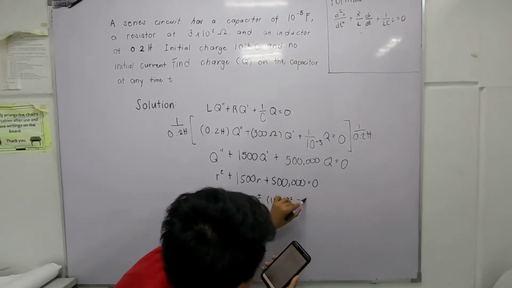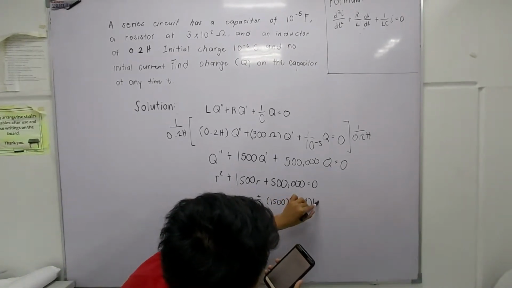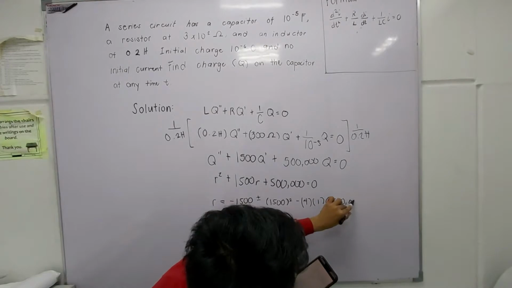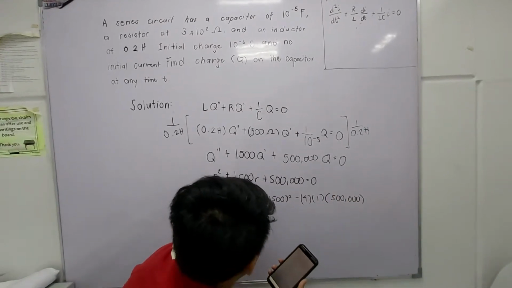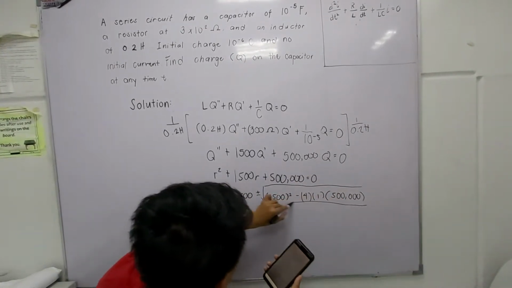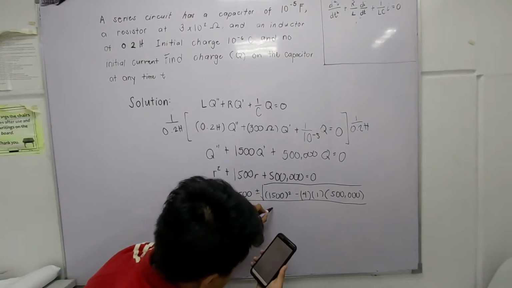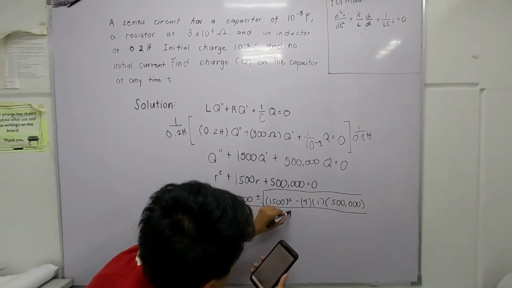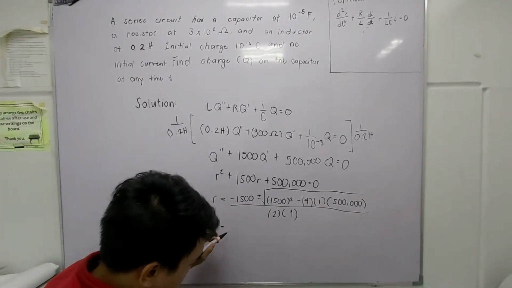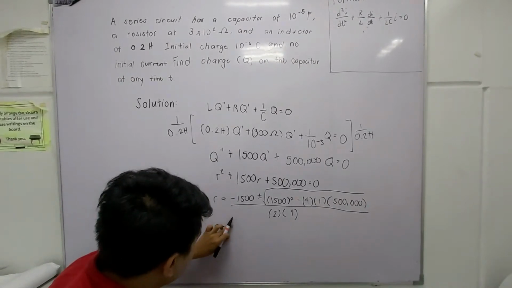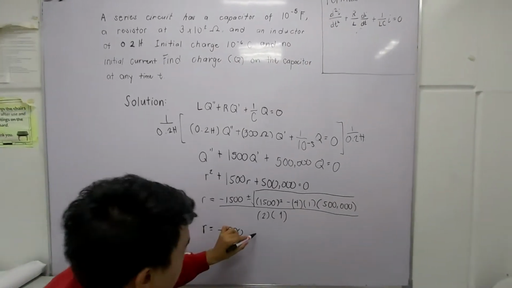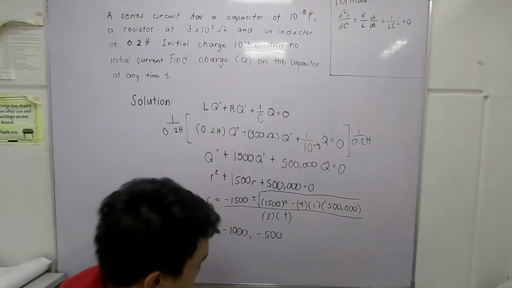Minus 4 times 1,500,000. The roots are negative 1,000 and negative 500.